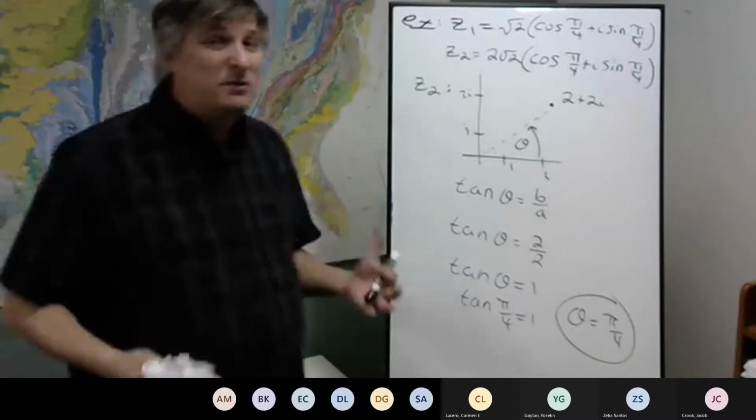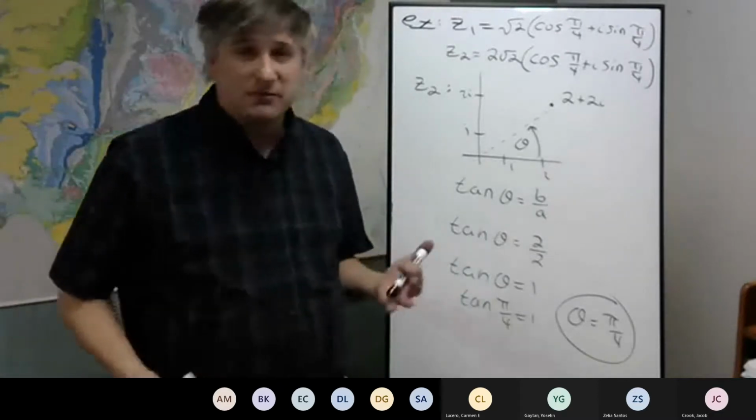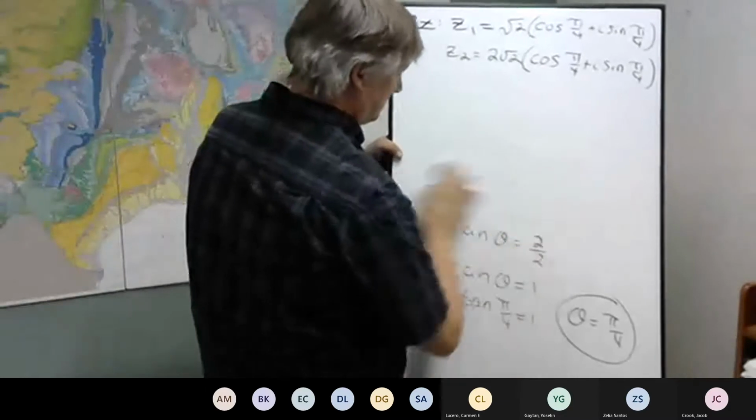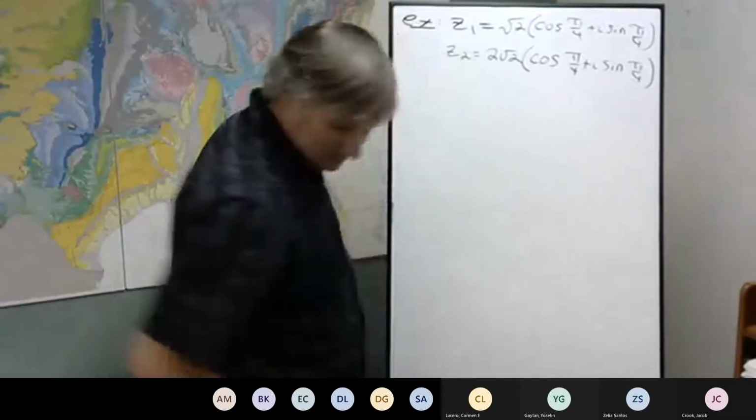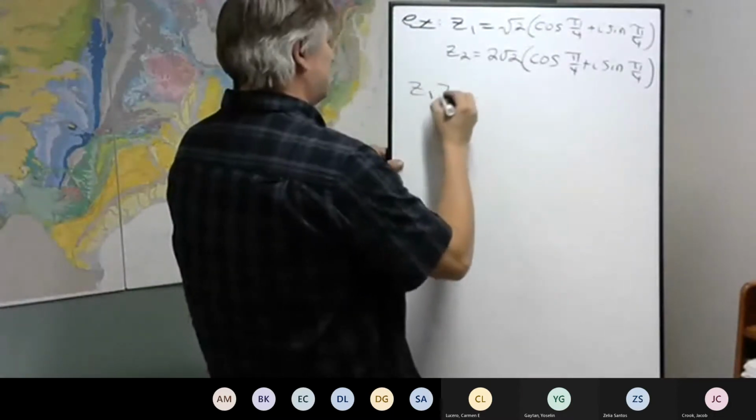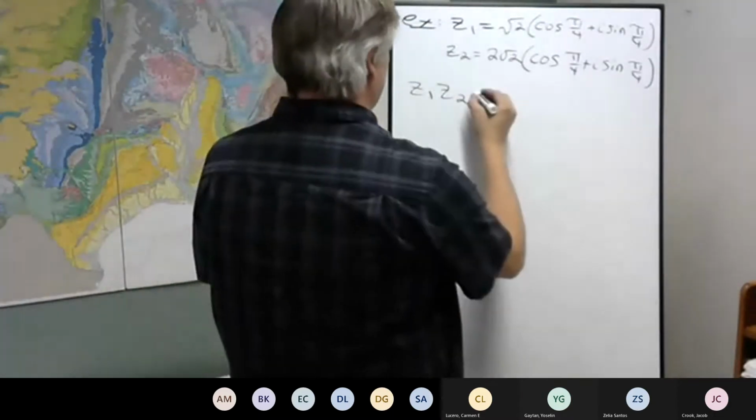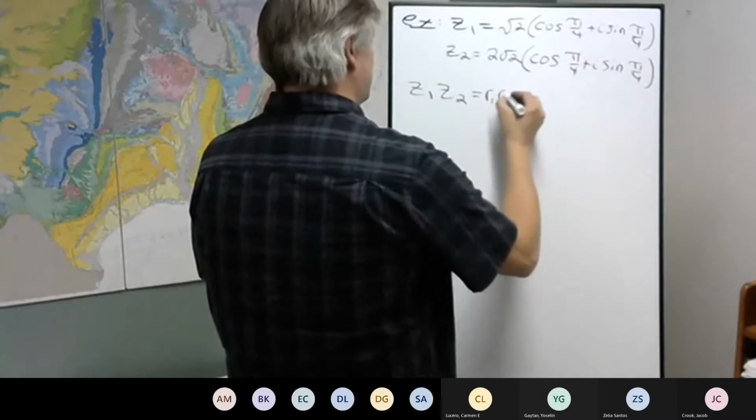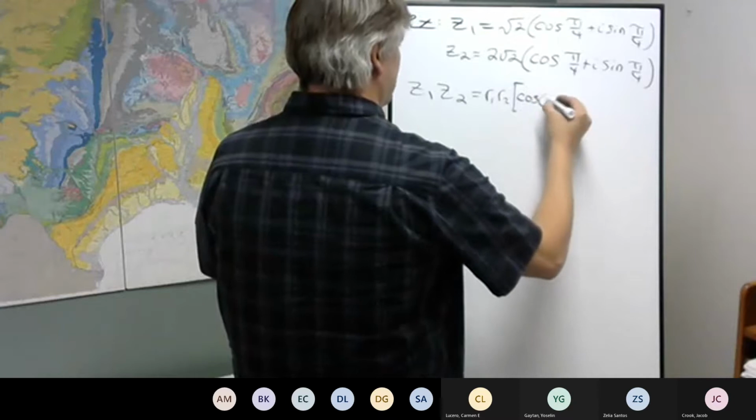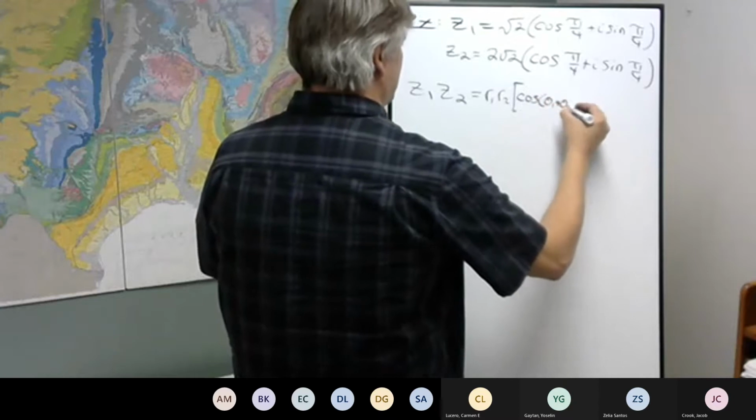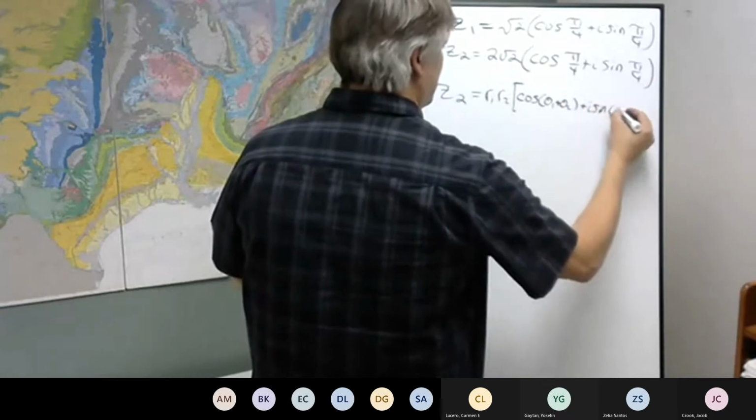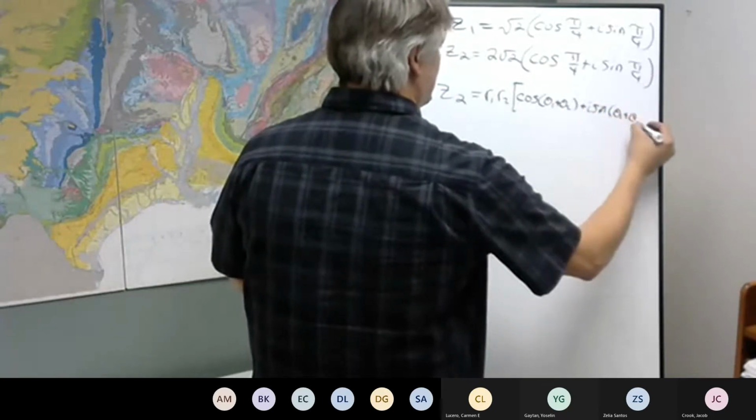Right. So now we've done our conversions. Now let's figure out the product. So z1 times z2 is going to be r1 r2 cosine theta 1 plus theta 2 plus i sine theta 1 plus theta 2.